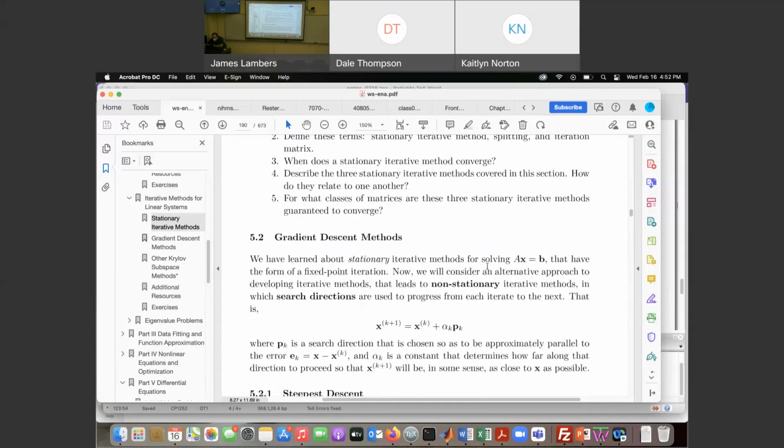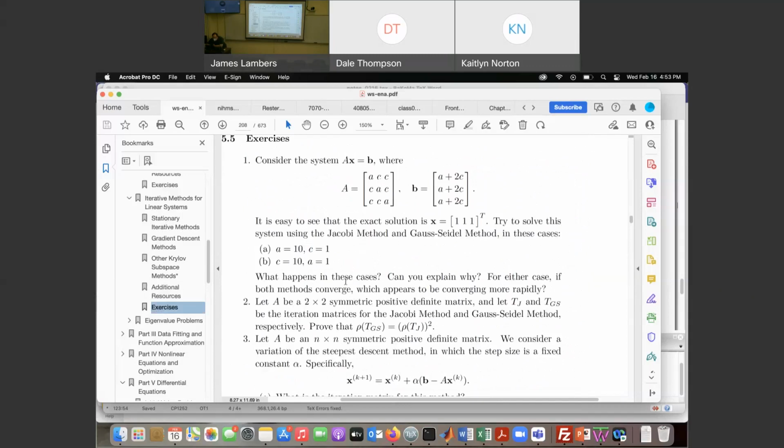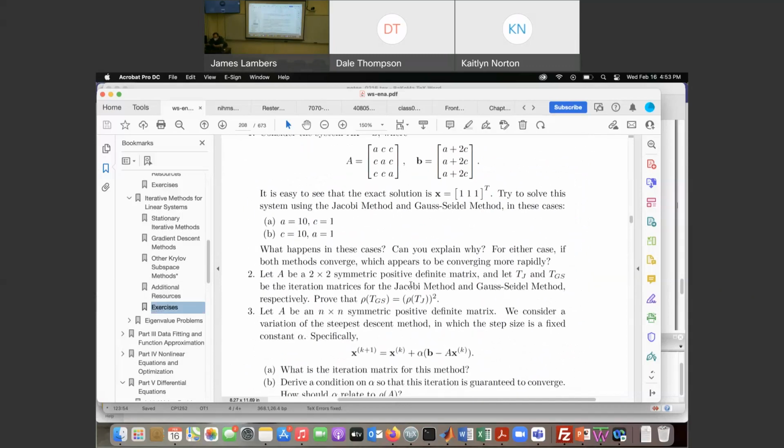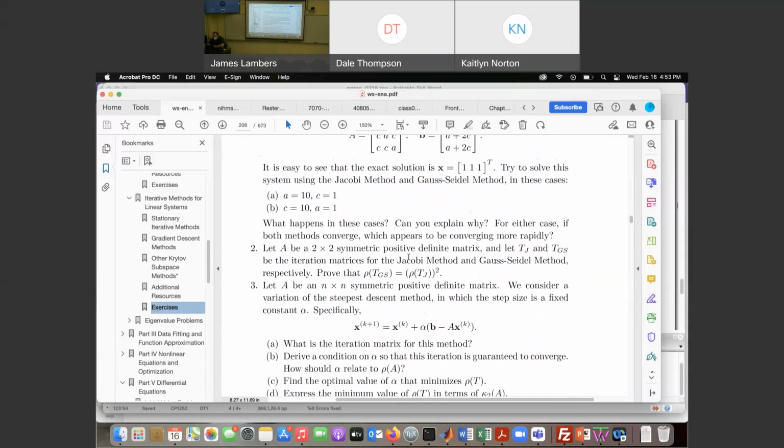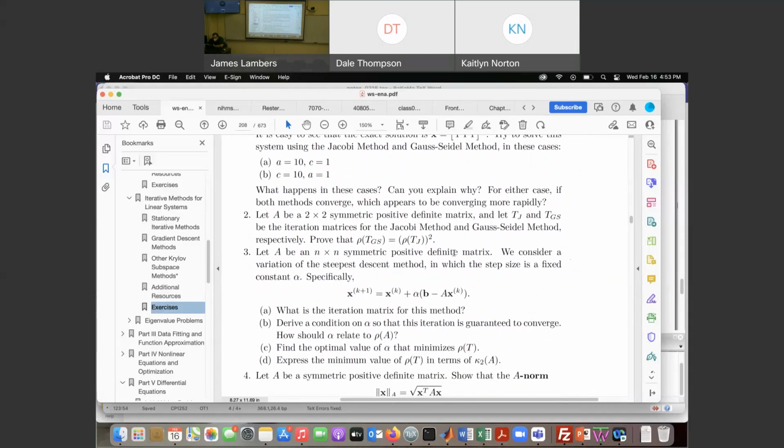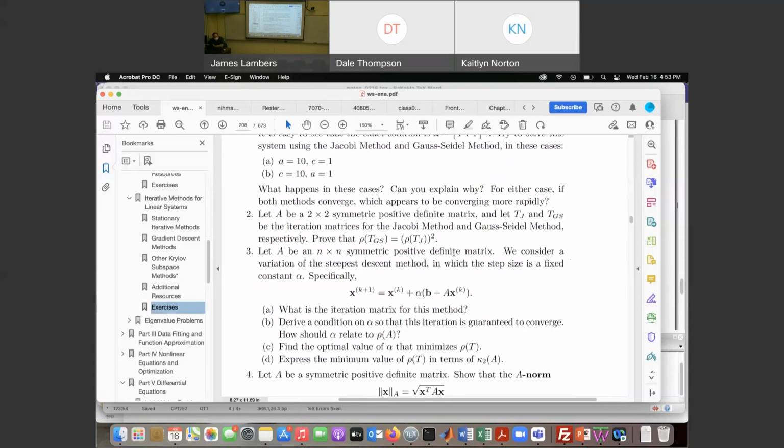Another thing I mentioned: I have these problems at the end of each chapter which I never assigned. If A is 2 by 2, symmetric, positive definite, the spectral radius of Gauss-Seidel is the spectral radius of Jacobi squared. Of course, it's a 2 by 2 system, but in this case, Gauss-Seidel is much faster. That's what you said just a second ago. Yes.